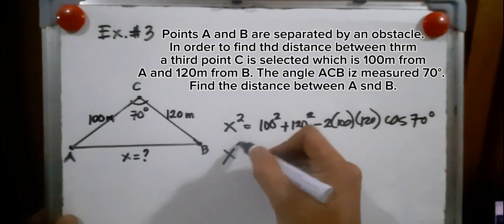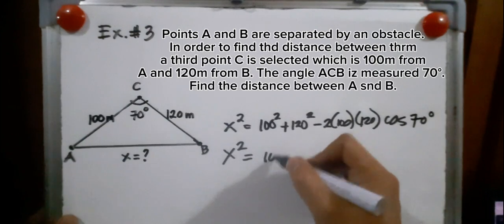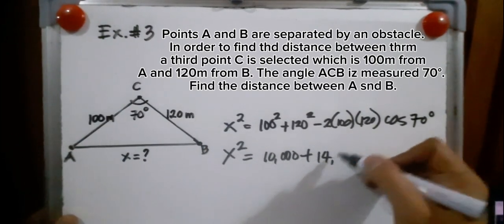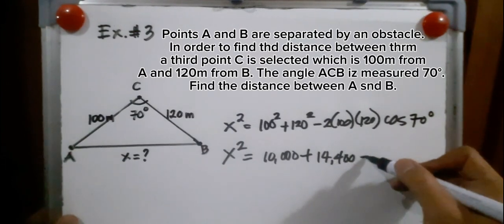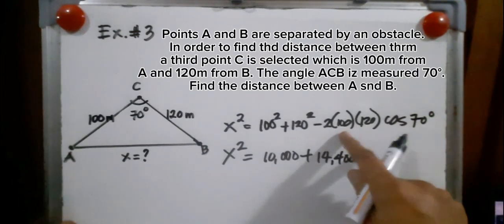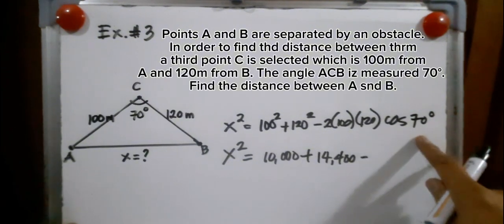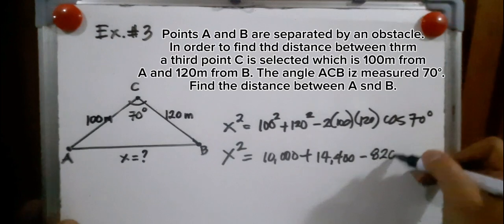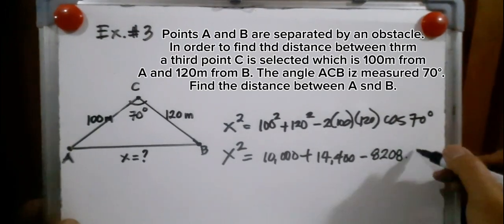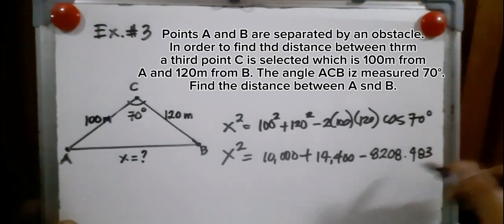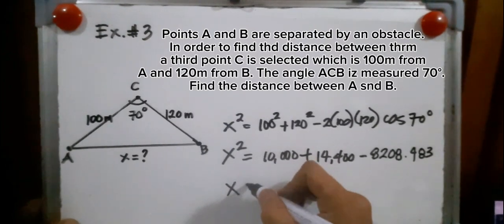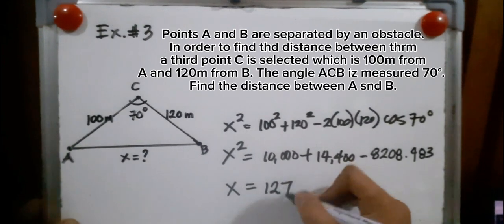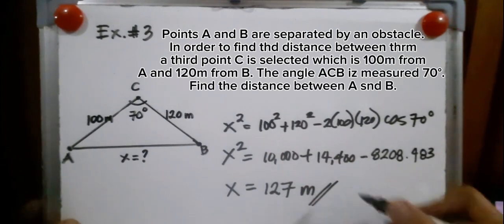And then we have x squared equal to 10,000 plus 14,400 minus 2 times 100 times 120 times cosine of 70. That is equal to 8,208.483. And we have x equal to 127 meters. Okay?